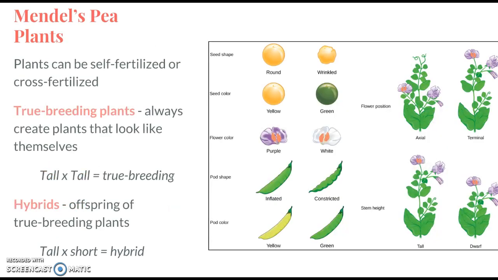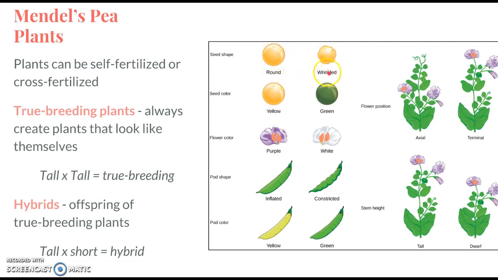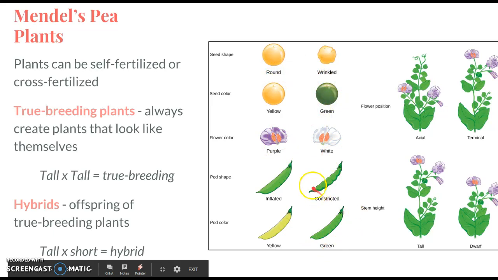Okay, so Mendel's pea plants. Notice in the picture over here that each of these different traits, like seed shape, flower color, and pod color, have two different ways that they could look. We have round and wrinkled, purple and white, yellow and green. And so he wanted to figure out why.